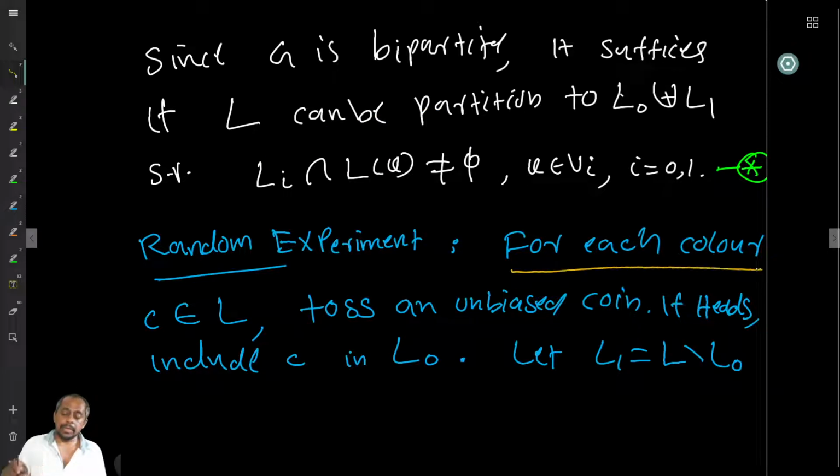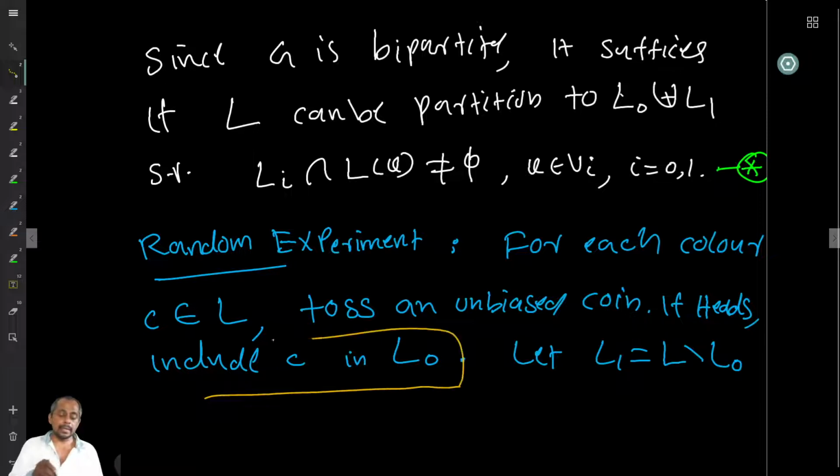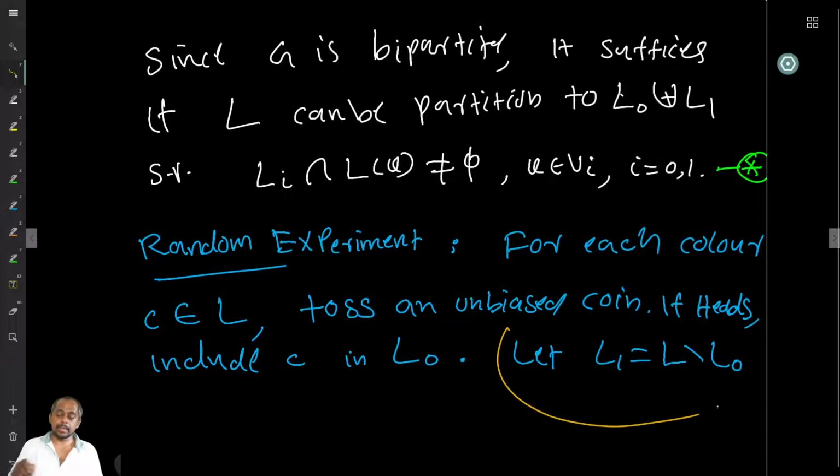So for each color in the list, the union, in the universe, toss an unbiased coin, with the same probability for heads and tails. If it happens to be heads, then include the color in the list L0. If it happens to be tails, include it in the set L1. So basically L1 is L minus L0.